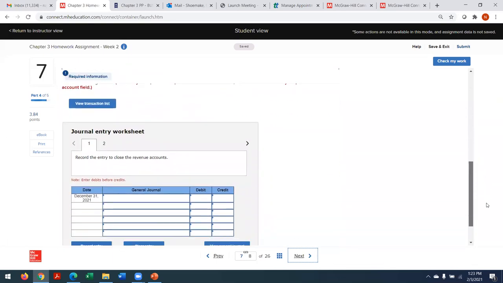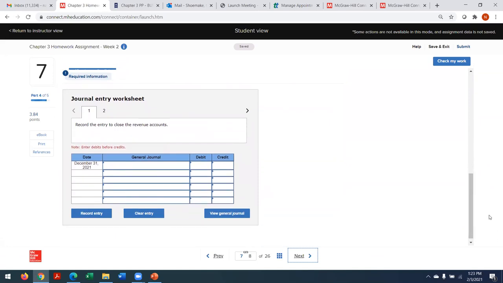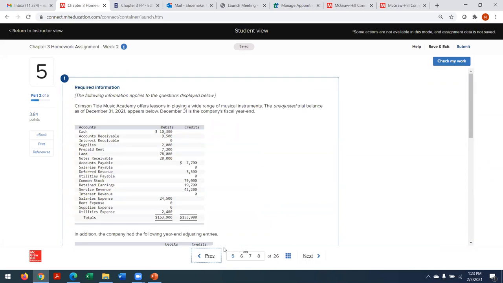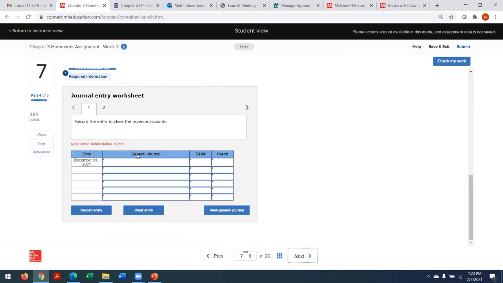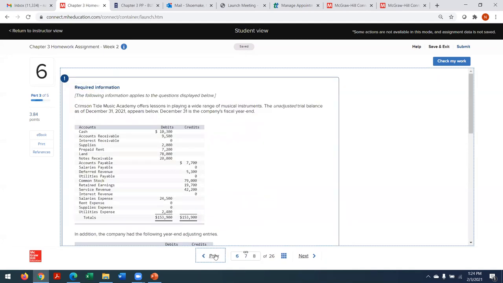Now they want us to prepare closing entries to close out the revenue accounts, the expense accounts, and the dividend accounts. So we can go to our income statement, or we can actually just go to our adjusted trial balance. We're going to close out our revenue accounts, 45, 5, and 8. Close that into retained earnings.